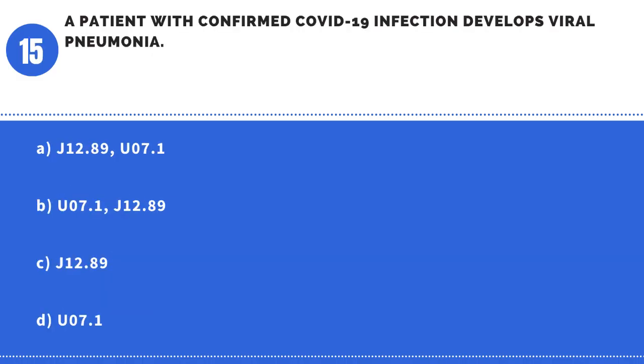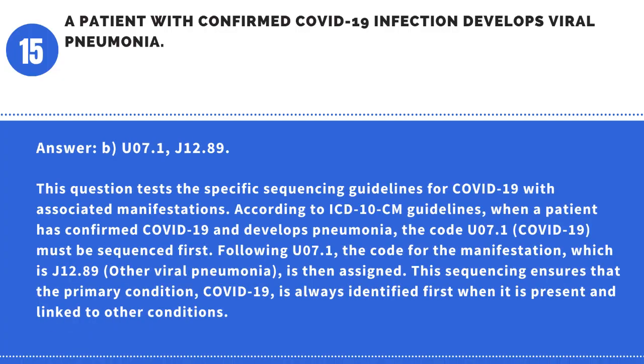Question 15. A patient with confirmed COVID-19 infection develops viral pneumonia. A. J12.89, U07.1. B. U07.1, J12.89. C. J12.89. D. U07.1. Answer: B.